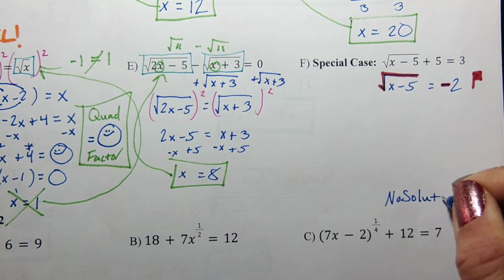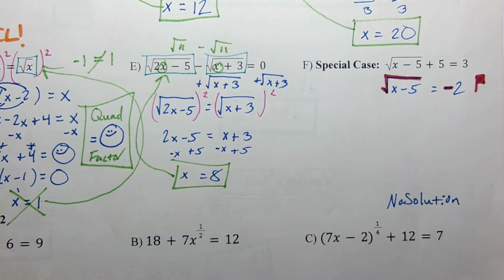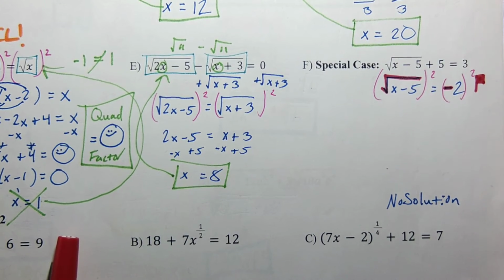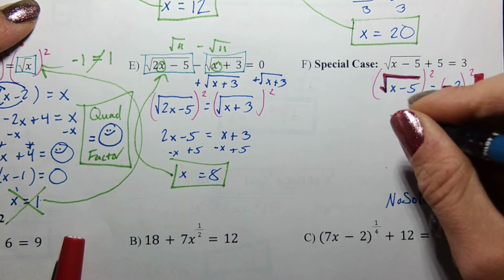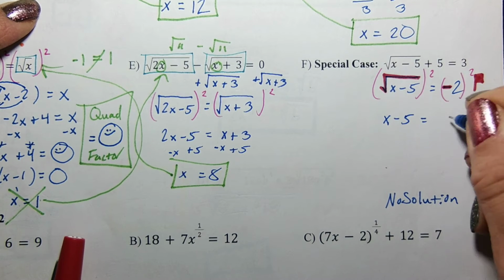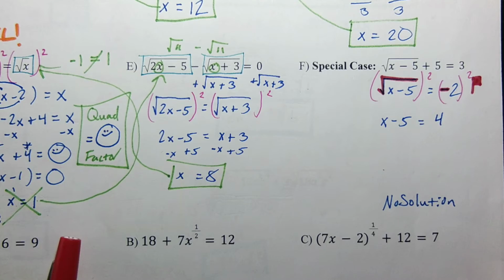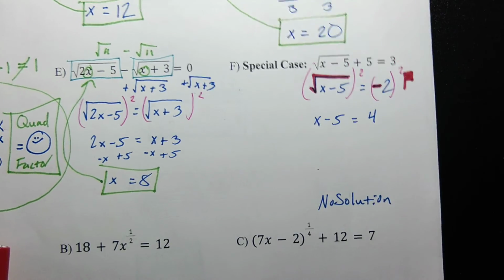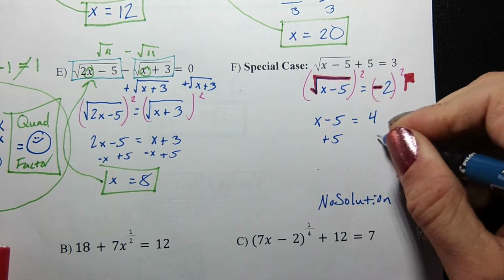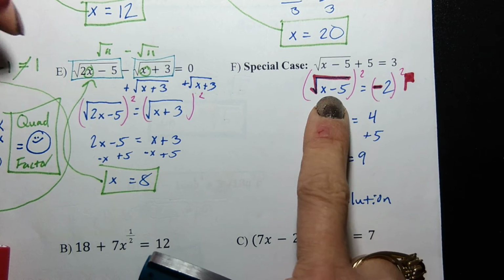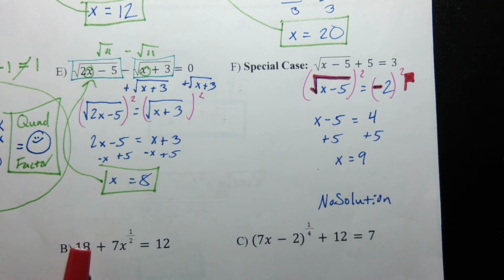But if you're like, I don't catch red flags, Mrs. Cairo, it's not really my thing, we can go ahead and try to solve this. And when I square both sides, we get x minus 5 equals negative 2 squared is a positive 4, because negative 2 times negative 2 is a positive 4. We add 5, and x equals 9.